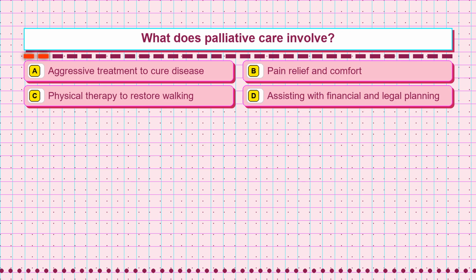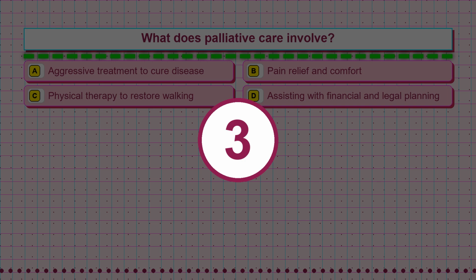Question 55. What does palliative care involve? Option A. Aggressive treatment to cure disease. Option B. Pain relief and comfort. Option C. Physical therapy to restore walking. Option D. Assisting with financial and legal planning.